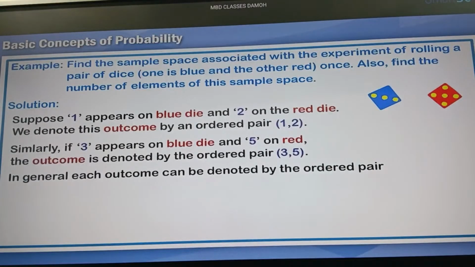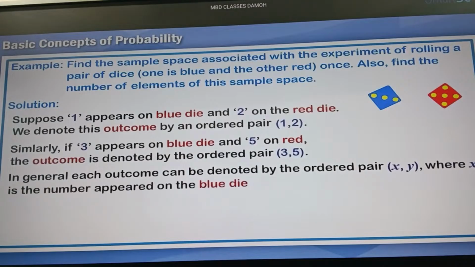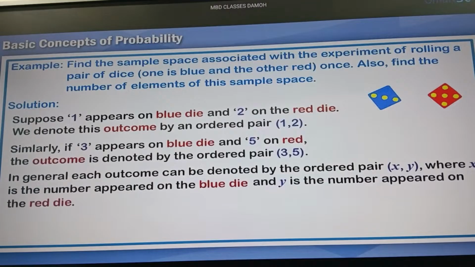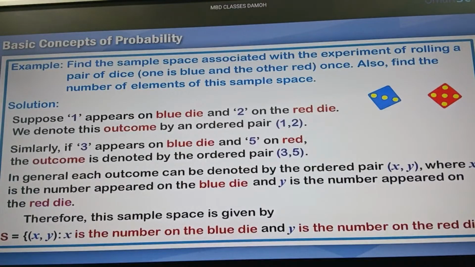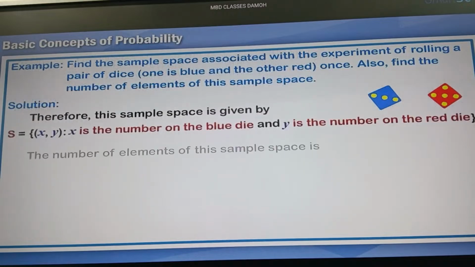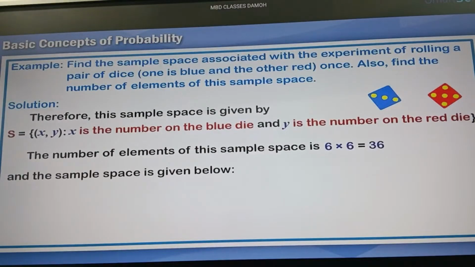In general, each outcome can be denoted by the ordered pair (x, y), where x is the number that appeared on the blue die and y is the number that appeared on the red die. Therefore, this sample space is given by S = {(x, y) such that x is the number on the blue die and y is the number on the red die}. The number of elements in this sample space is 6 × 6 = 36, and the sample space is given here as shown.